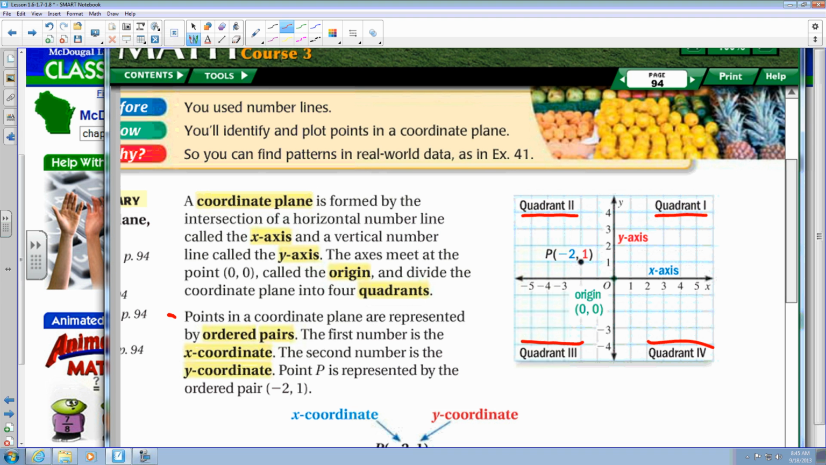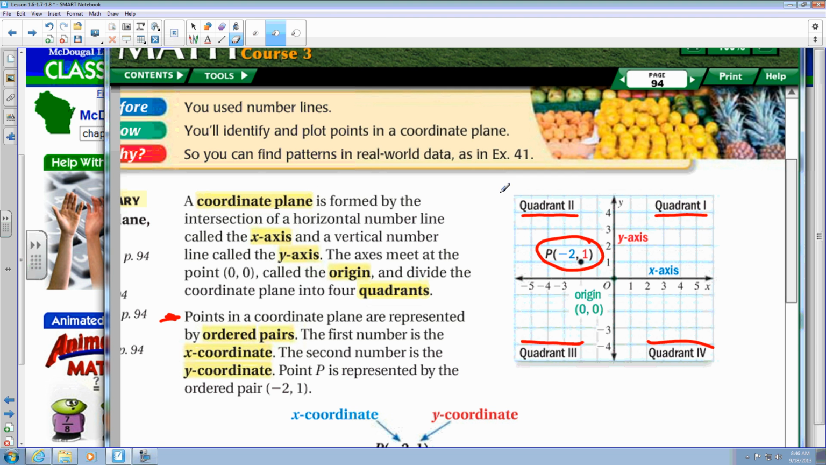If you look over here, it's red that says that points in a coordinate plane are represented by what are called ordered pairs. And this is an example of an ordered pair. The first number, which right here is -2, is called the x-coordinate. So the number from left to right, positive or negative. And the second number, which is denoted by 1, is considered the y-coordinate, which is the up and down value, whether it be positive or negative.